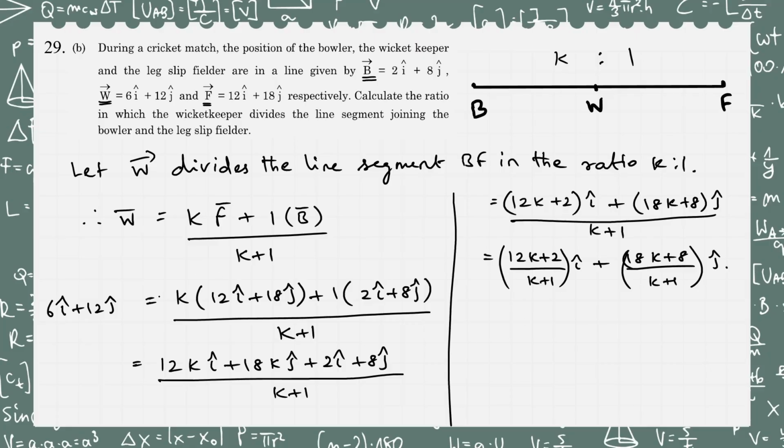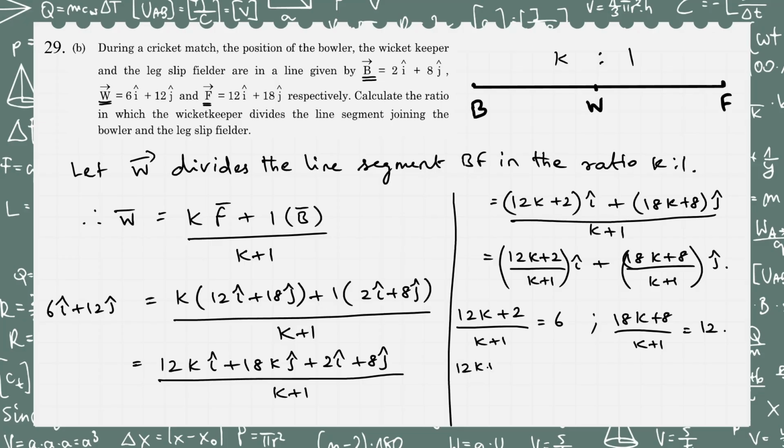As we know, if two vectors are equal, then their corresponding components will be equal to each other. So comparing the values on both sides, we can say (12k + 2)/(k + 1) equals the coefficient of i, which is 6 on the left side, and (18k + 8)/(k + 1) is equal to 12, because j's coefficient is 12 on the other side. So we can solve these two equations.